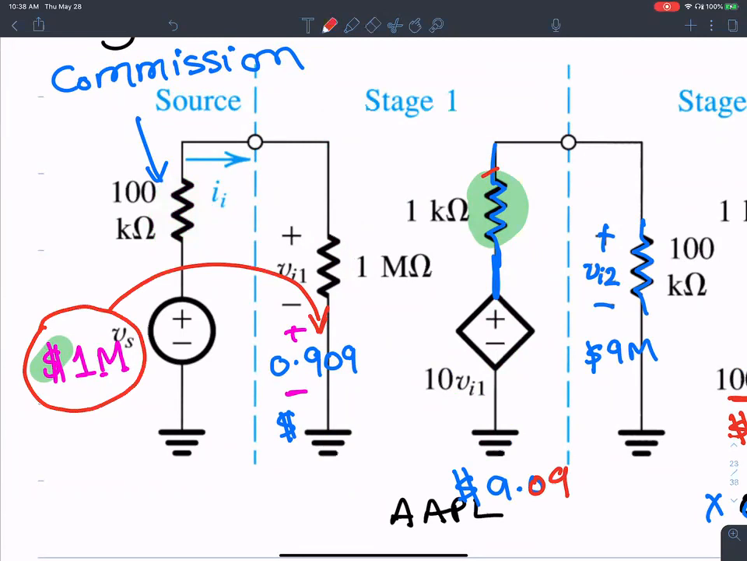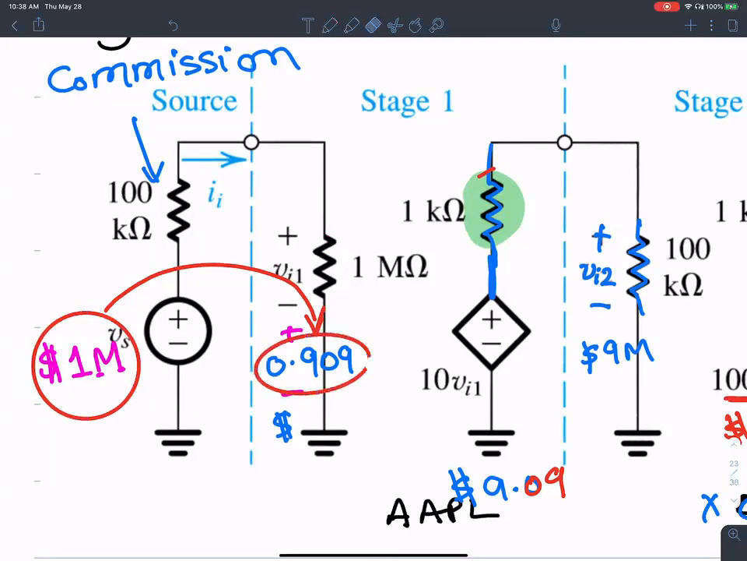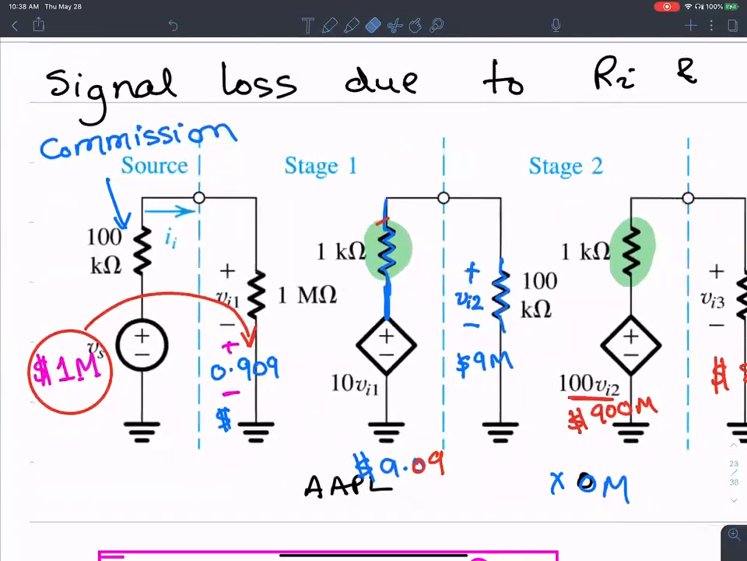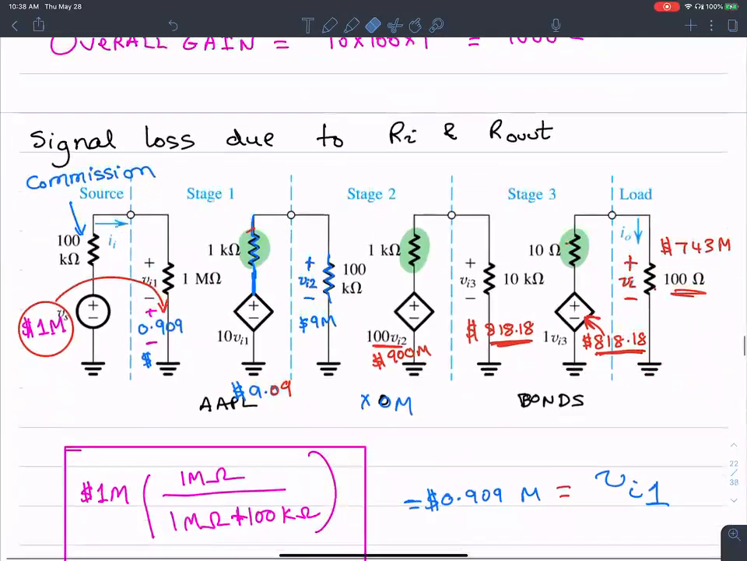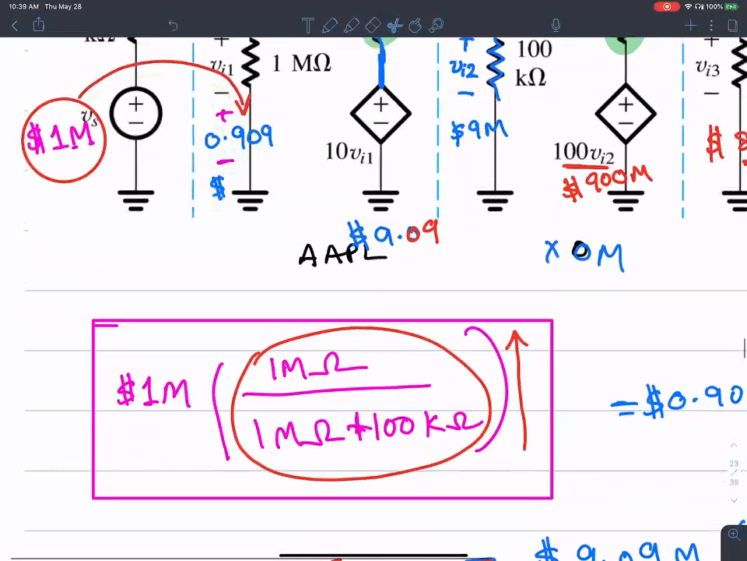Let's say you have no choice, you cannot pick this value. Or maybe you can. Let's say you can pick this value and this value. You had some choice. How would you relatively size these two resistances so that you end up with a big percentage of your input showing up as your investment? You make the source resistor much smaller. Yes, thank you. Pay attention. Look at this ratio here.